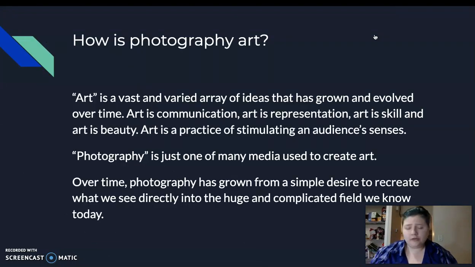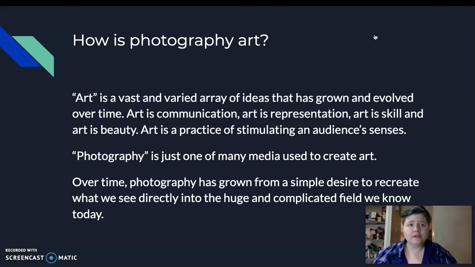How is photography art is kind of our starting point today. Art is this vast, varied array of ideas. It's huge and complicated, and nobody has a perfect definition because it's different for everyone. It's grown and evolved over time. Art is communication, it's representation, it's skill, and it's beauty. It's a practice of stimulating an audience's senses.